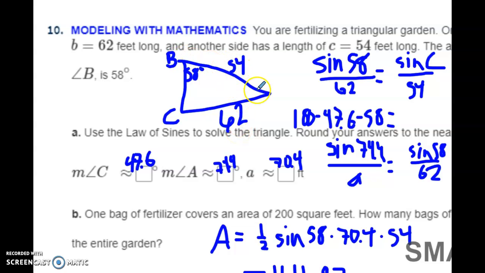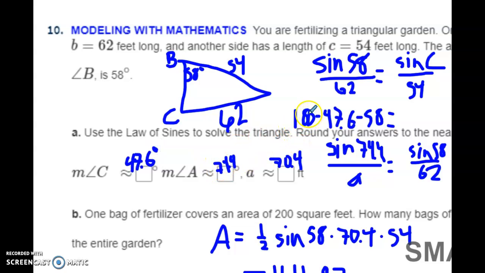I know this side over here, C is 54, so I want to find angle C, so sine of C over 54. So how I find that is I take 54 times the sine of 58, find an answer, divide it by 62, that's going to be a decimal. So then I do the inverse sine, so I go second sine of the answer, which is the negative one sine, and I get 47.6 degrees.